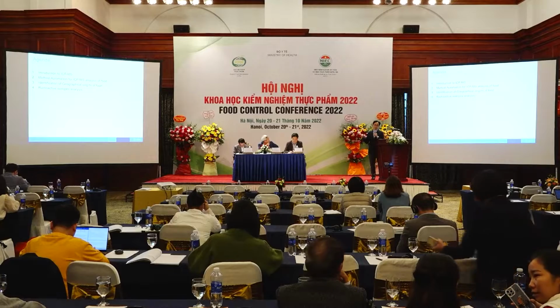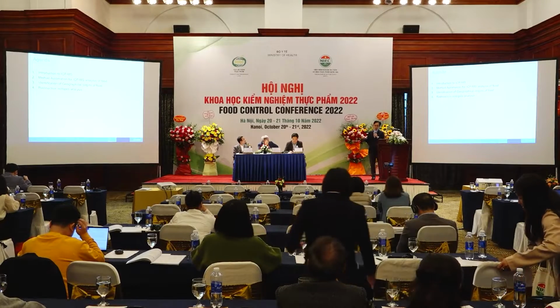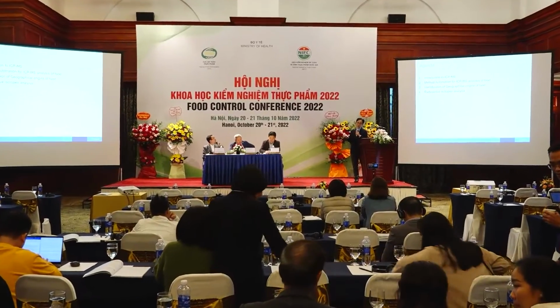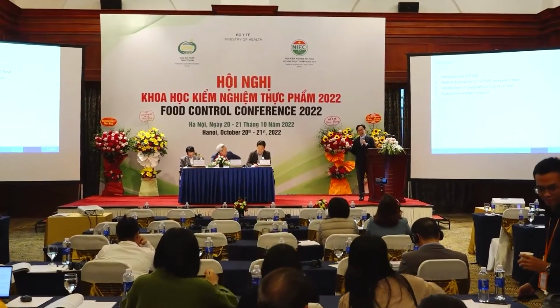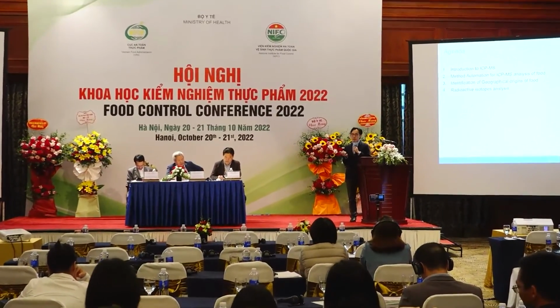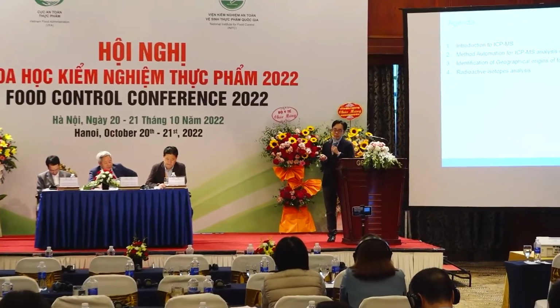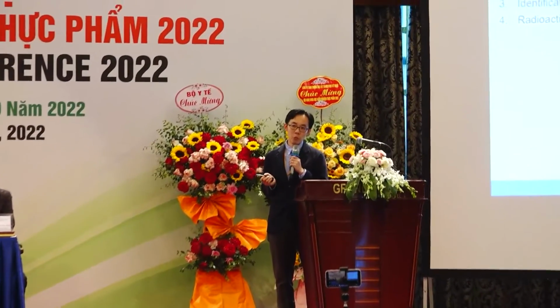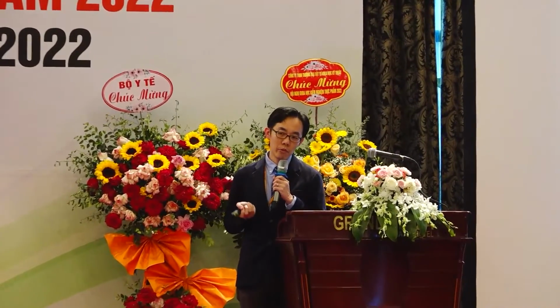Firstly, how we can automate the method so that it makes it easier for users to run the ICPMS. We'll look at using ICPMS for elemental analysis to identify geographical origins of food, where certain foods may come from. And lastly, I'll talk a bit on how we can analyze radioisotopes on ICPMS.